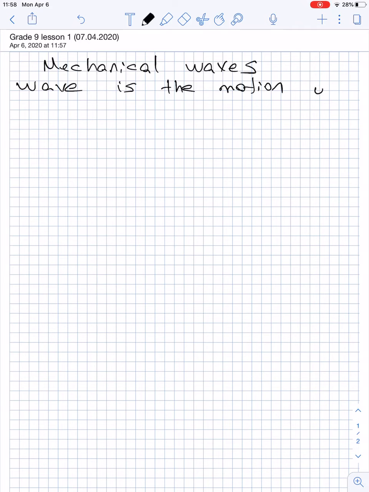Today's topic is mechanical waves. What is a wave? A wave is the motion of oscillation. Oscillation means vibration in a medium.